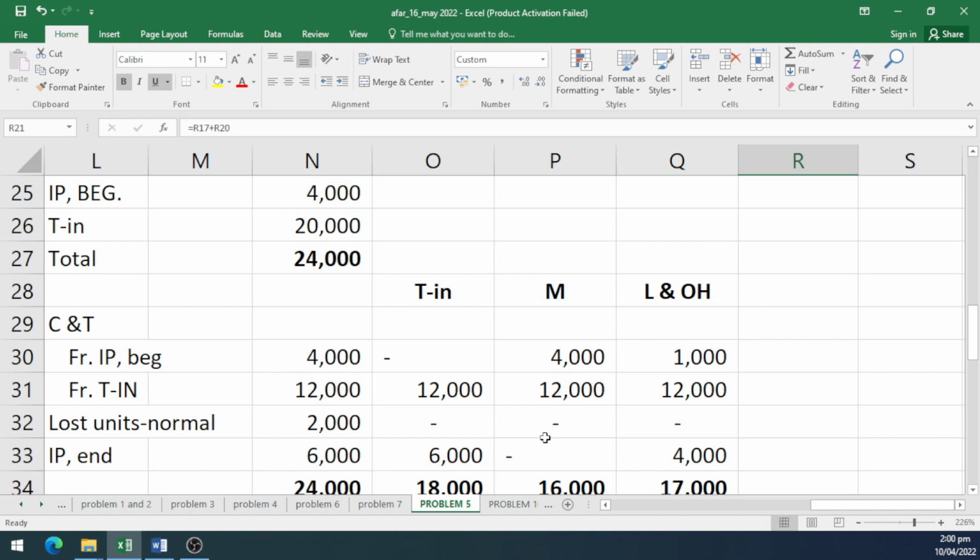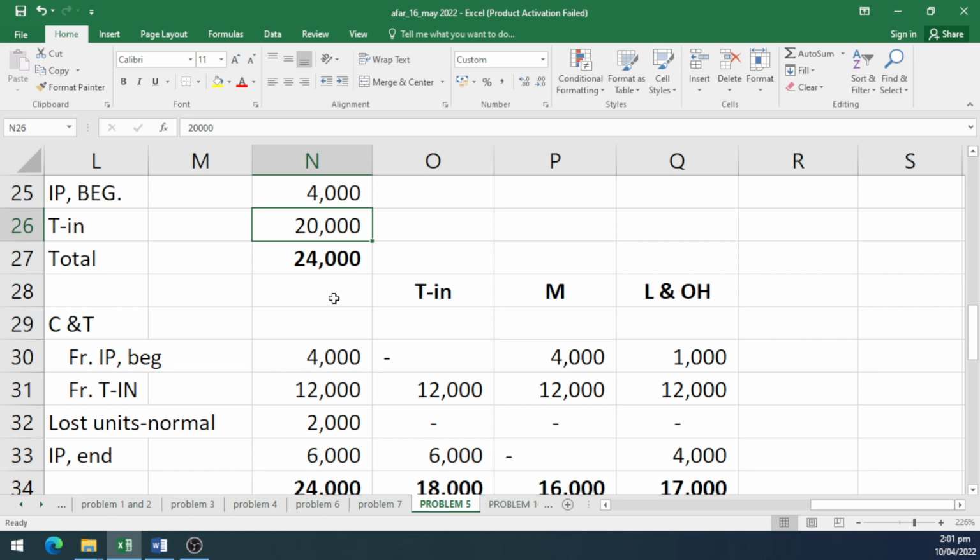Okay, makinig kayo. Kanina, sa average, hindi ko na tinanong kung saan galing yung lost units. Kasi ang assumption natin doon, yung beginning work in process at transferred in this month, they are all the same na transferred in this month. Pero pag FIFO, dapat nating alamin kung saan galing yung lost units. Kasi ang lost units pwedeng manggaling sa 4,000, pwedeng manggaling sa 20,000. Pero pag sinabi early in the processing, pwedeng mas malaking probability doon sa transferred in galing yan.